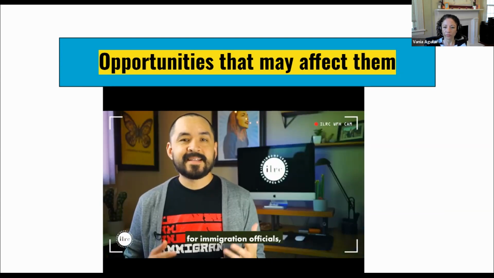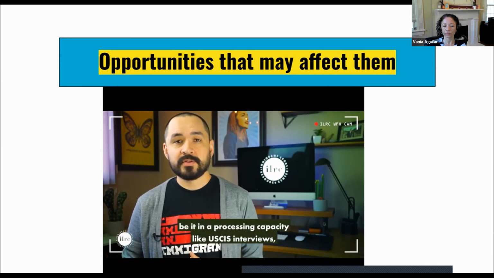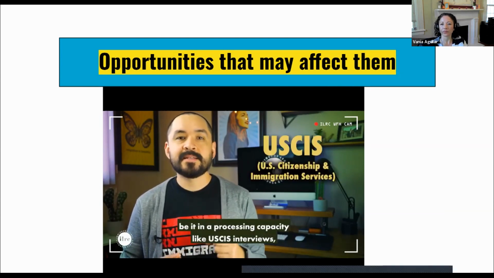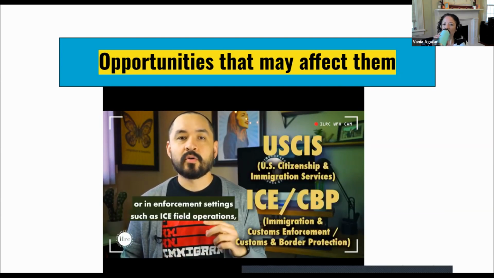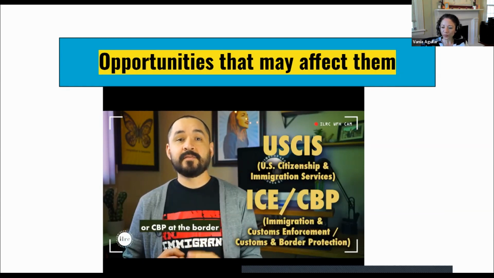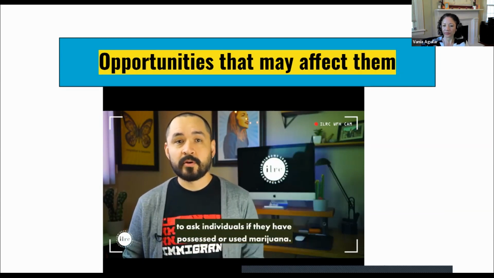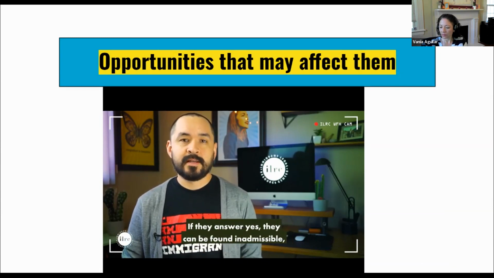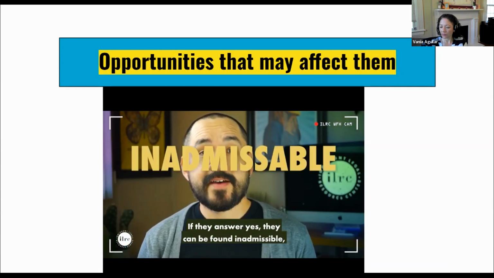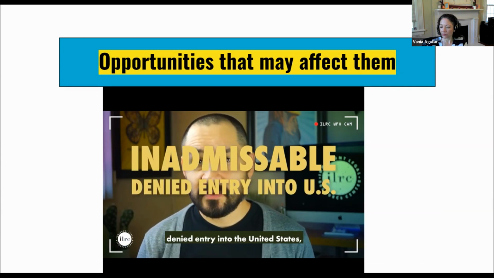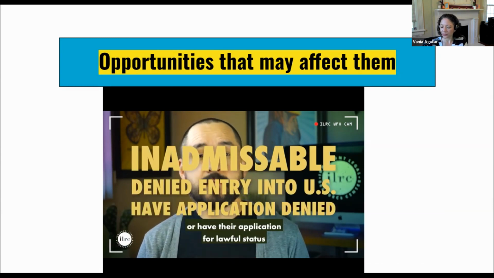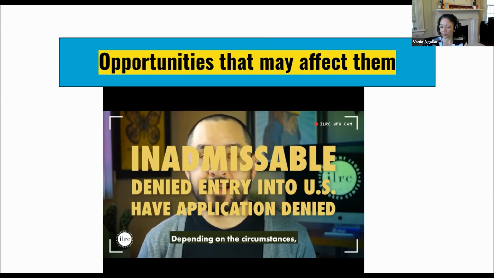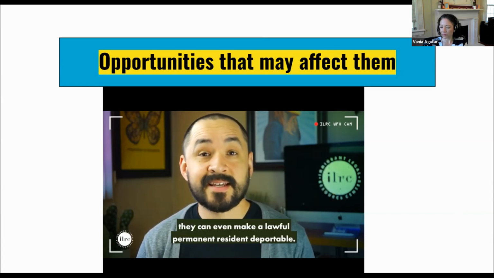What's more, it is a known practice for immigration officials, be it in a processing capacity like USCIS interviews or in enforcement settings such as ICE field operations or CBP at the border, to ask individuals if they have possessed or used marijuana. If they answer yes, they can be found inadmissible, denied entry into the United States, or have their application for lawful status or naturalization denied. Depending on the circumstances, it can even make a lawful permanent resident deportable.